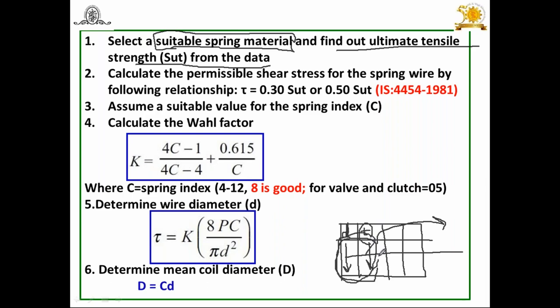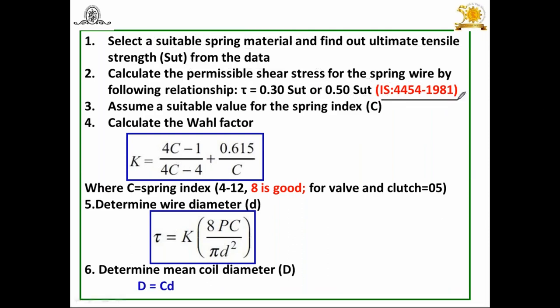And here some of the researchers and designers, based on the regression analysis, found one empirical relation between d and this tensile strength, and one formula is given to find out the value of this SUT also. But here, according to IS code, Indian Standard 4454, 1981, the value of permissible shear stress for the spring wire, that we have to take by using the relation tau is equal to in the range of 0.30 SUT or 0.5, or it is in between. So you can use 0.30 SUT or 0.50 SUT also, no problem. This is according to IS.